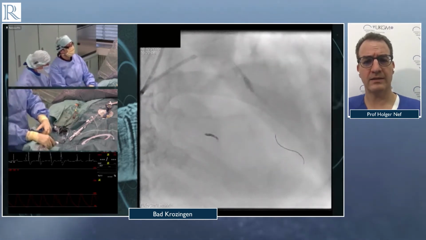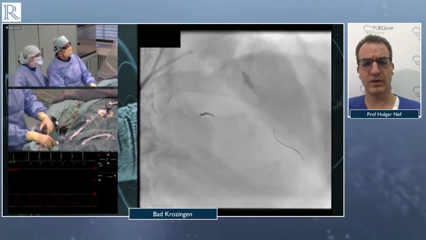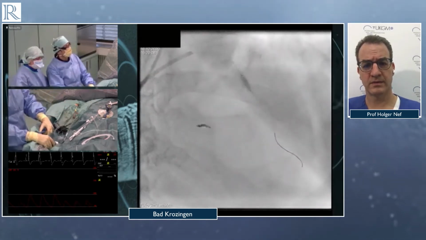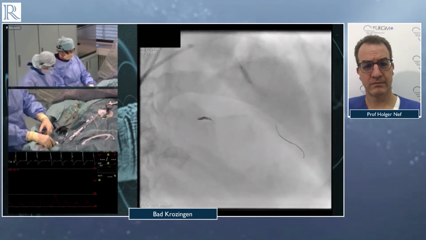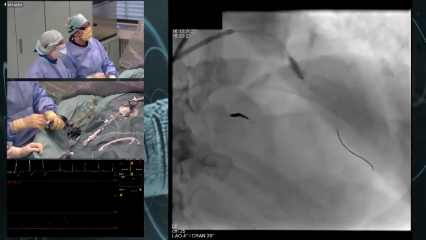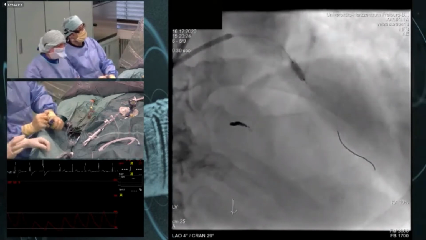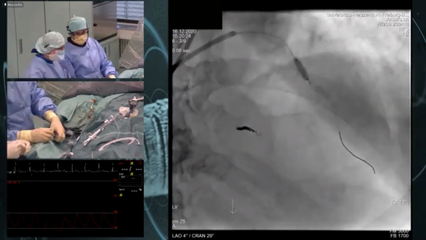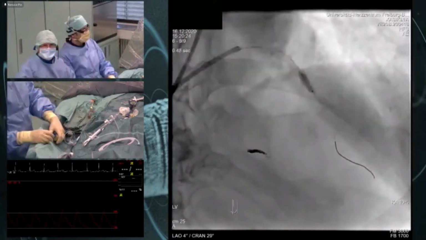Okay, now you have already introduced the balloon, so just explain to us how to use the balloon and what the next steps are. The use is very, very simple. We are now in position. You go up to 4 atmospheres and press the button for 10 seconds.